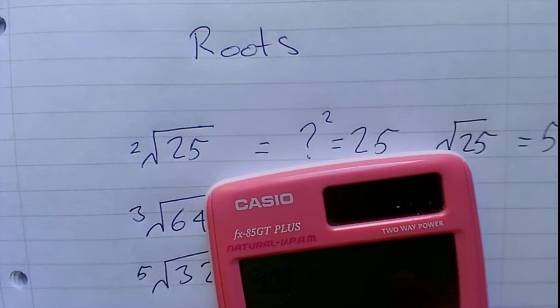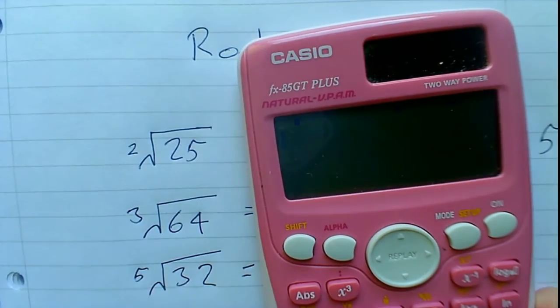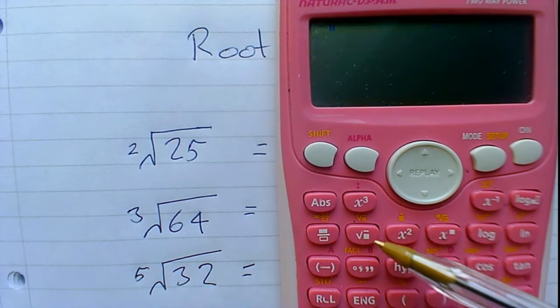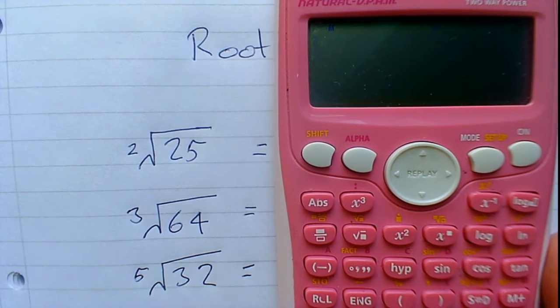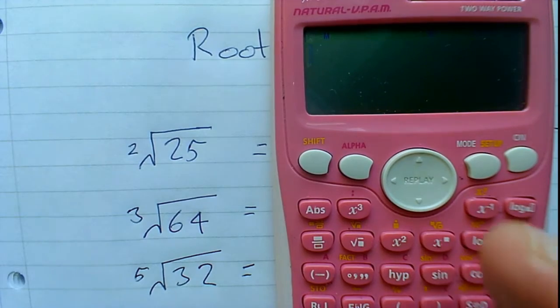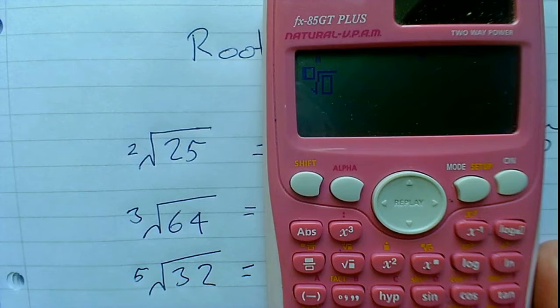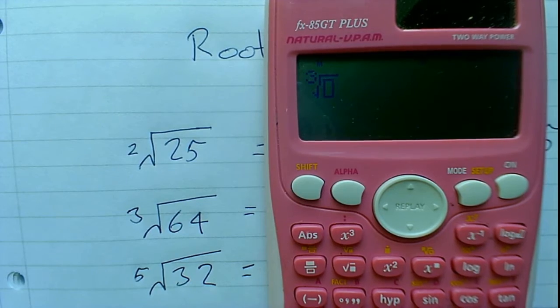Let's try another one with the root button. So this time we've got the cube root of 64. Again, we have actually got a cube root button we can use, but instead of doing that, we're going to use this button here. So let's do it. Let's go Shift and press the root button, and you fill in your 2 numbers. So we've got a 3 and we've got a 64.